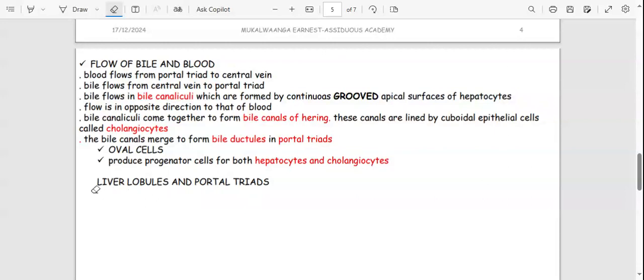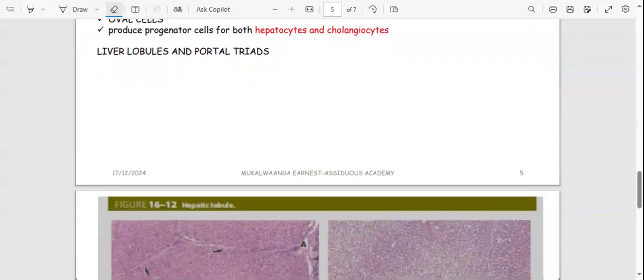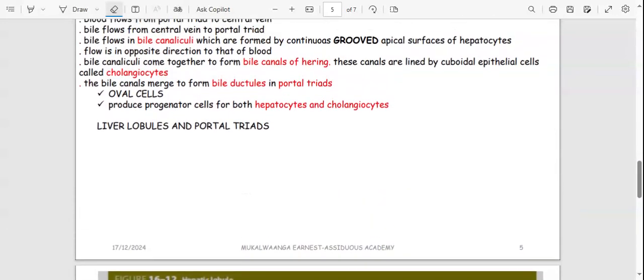So now let us go to liver lobules and the portal triads. Here I did not put any pictures, but don't worry, I'm going to draw something for you to understand. About liver lobules, we have three types: what we call the hepatic acinus, the classic liver lobule, and the portal lobule. These three types of liver lobules each perform a specific function.